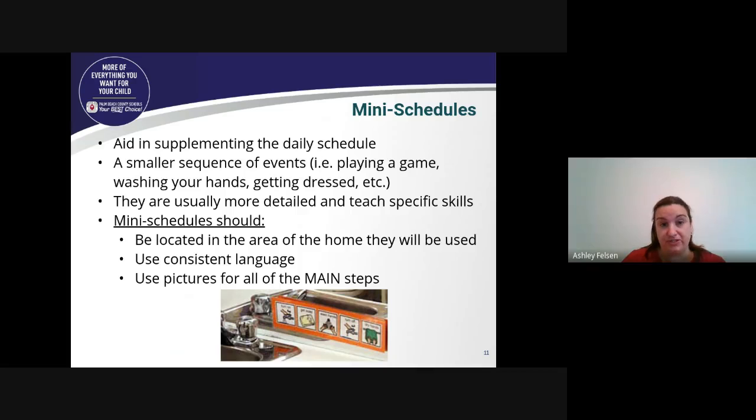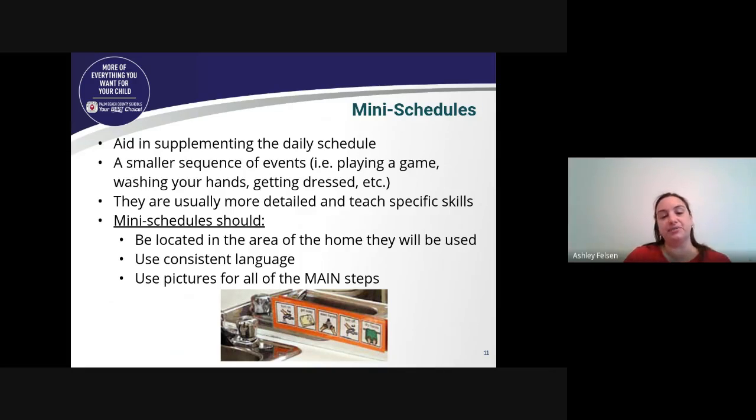Mini schedules also aid in supplementing the daily schedule. So this is like a visual schedule, but it's a little bit smaller of a sequence of events. So you could use this for playing a game. You can use this for washing your hands, getting dressed in the morning. So they're kind of like mini schedules within a daily schedule.